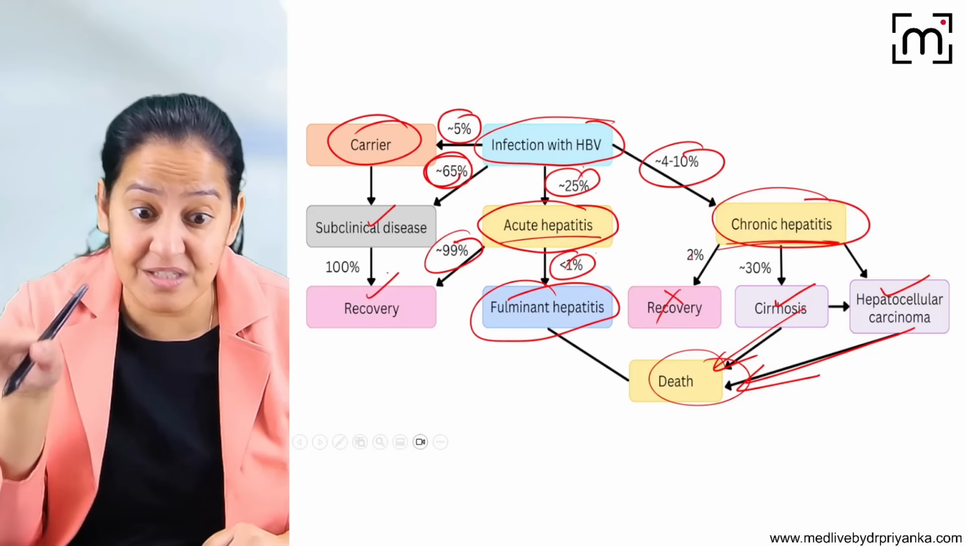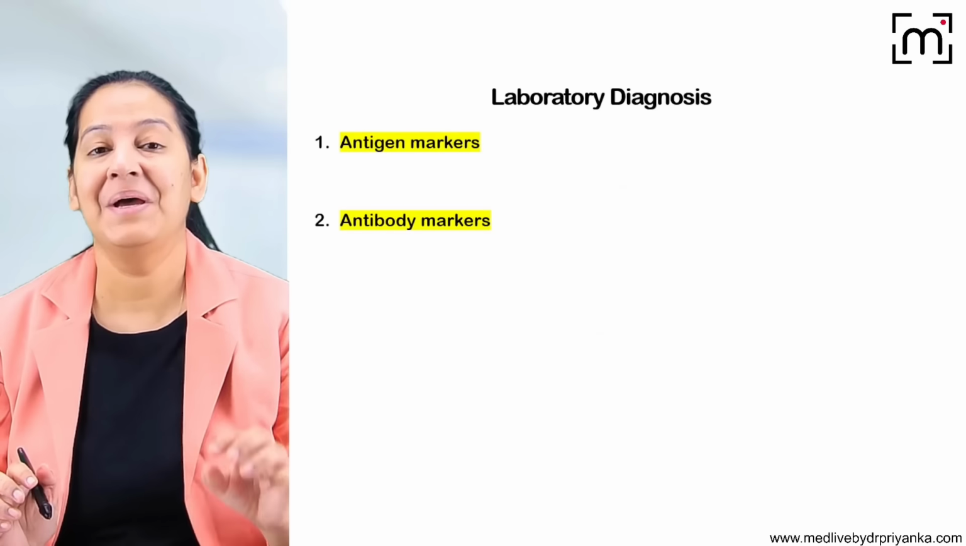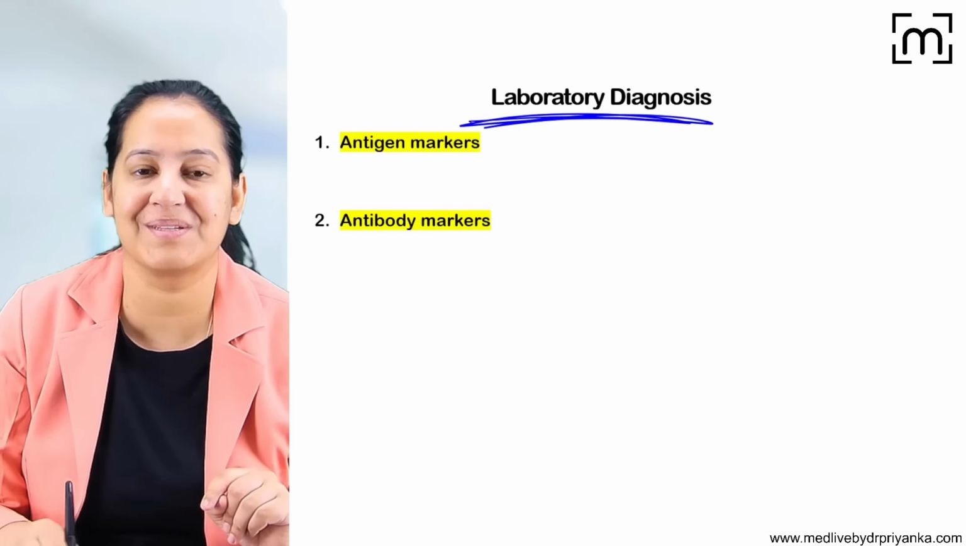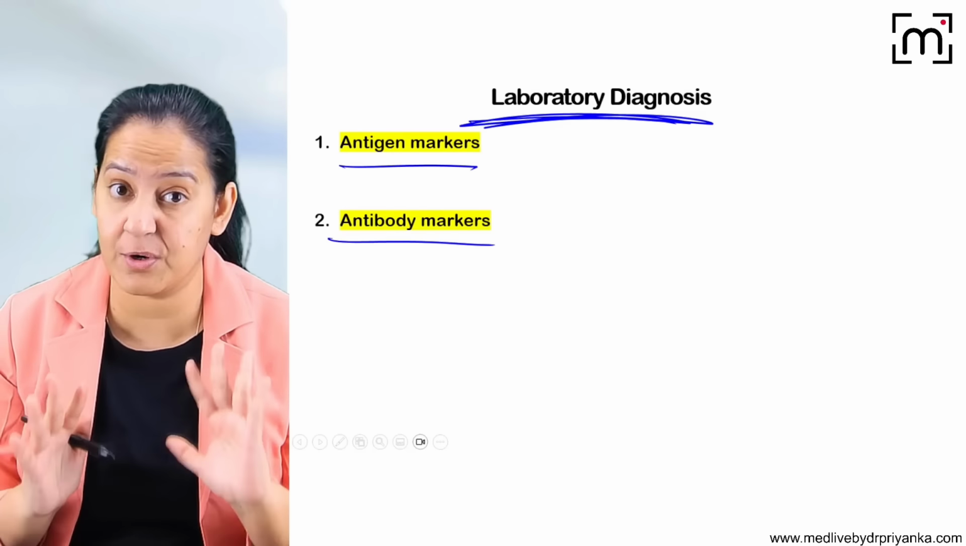So you have to draw this percentage wise. Percentages are important. Okay, so that is the clinical course. The most important thing in hepatitis B virus to understand is the lab diagnosis. There are antigenic markers and antibody markers. Please understand, these are the serological markers.